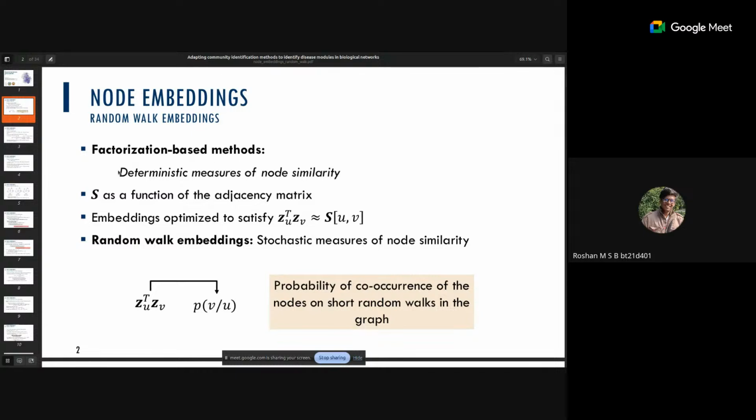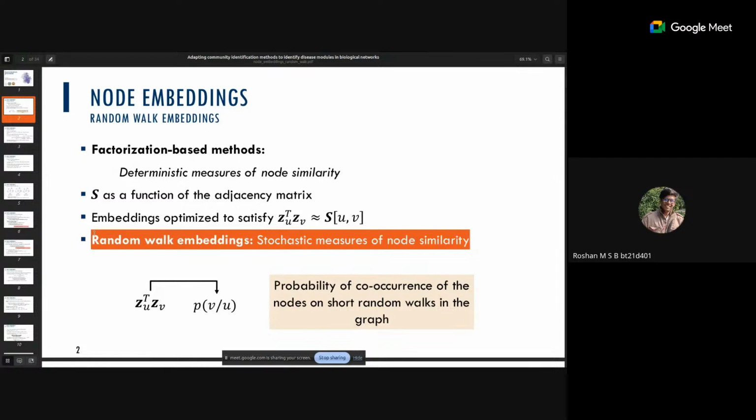Okay. So here, random walk embeddings. See, the previous matrix factorization based approach, everything is, I would say, deterministic. Okay, you'll get the same matrices. Again, you use a similarity function, okay, that is similar to the adjacency matrix. The embedding should be optimized to satisfy the specific criteria and so on. But here in the random walk based approach, it's a very stochastic measure based on probabilities.